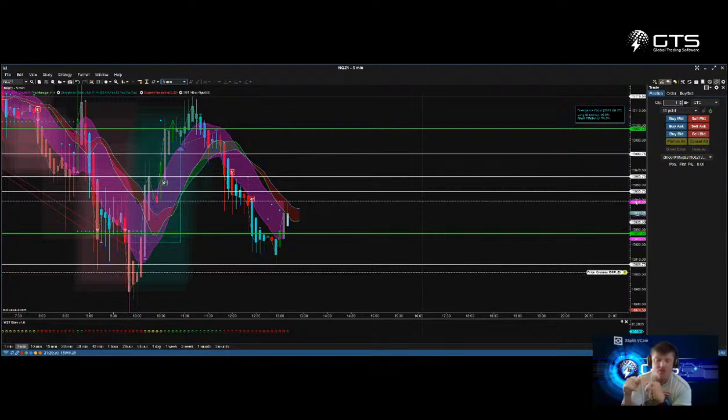Even if it turns around and goes back in your favor, you're done. You get out, you obey the rules of the trade, you accept the fact that trade did not work out, because there is absolutely no guarantee that it's going to turn around and go back down, right?